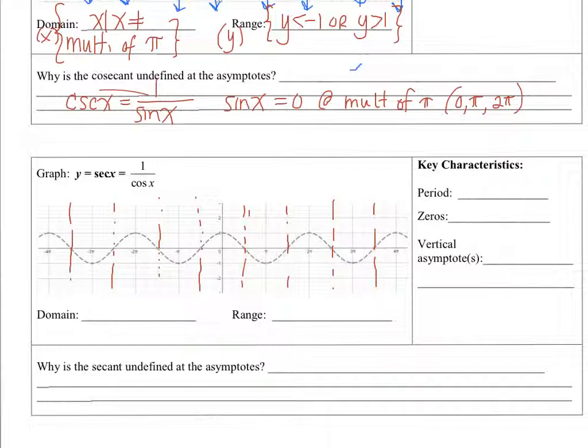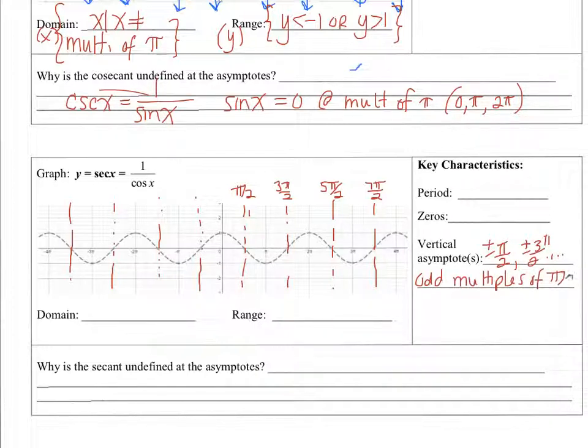These ones are a little harder to see where the asymptotes are. Okay, this one's at pi over 2. This one's at 3 pi over 2. This one's at 5 pi over 2. This one is at 7 pi over 2. I hope that you can see a pattern that basically the vertical asymptotes are all at odd multiples of pi over 2. Okay, dot, dot, dot. So odd multiples of pi over 2.